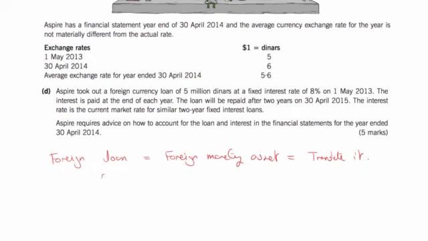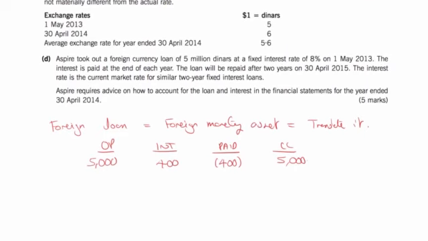It's a loan of 5 million dinars, so I'm going to do it in dinars first. Interest rate is 8%, so 8% of 5,000 would be 400. The interest is paid at the end of each year, so paid at the end 400, and that will give a closing of 5,000. So very simple loan. It says the loan will be paid after 2 years. The interest rate is the current market rate, so we know that the 400 is the effective rate. There's no need to adjust the opening or anything. Nice and straightforward. So what we've got to do now is really just translate those figures.